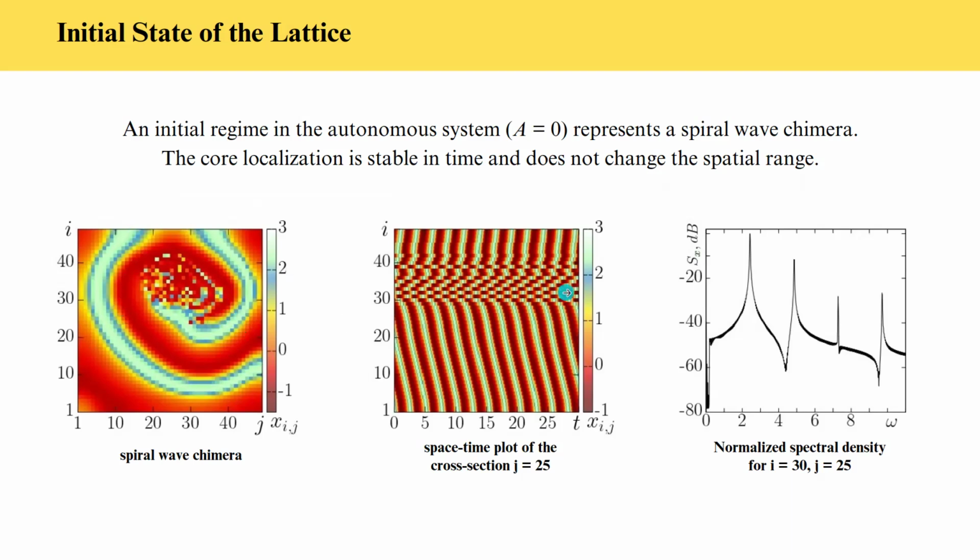And the space-time plot of the cross-section through the coherence core shows that the core localization is stable in time and does not change in the spatial range. And the normalized spectral density reveals four key frequencies governing this pattern. And these frequencies are important for our study.